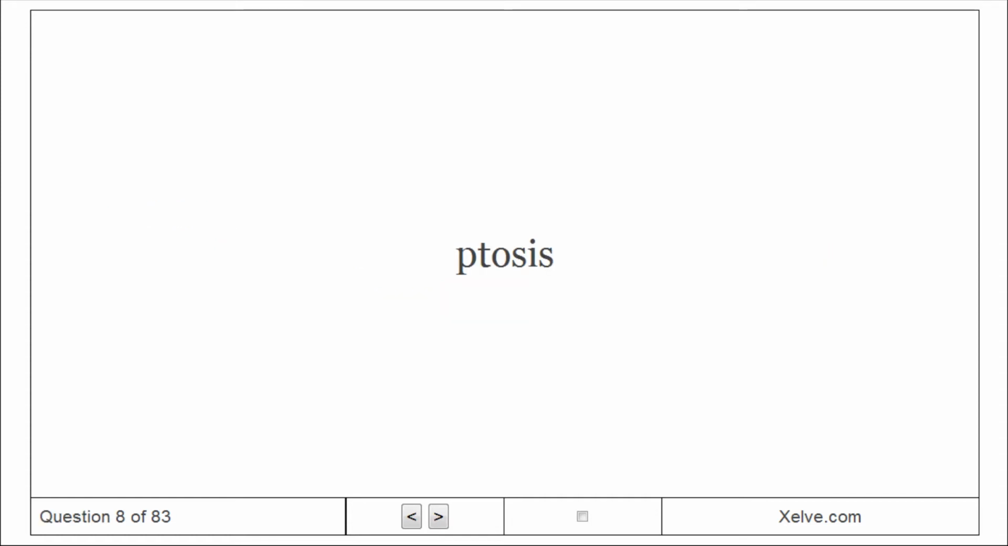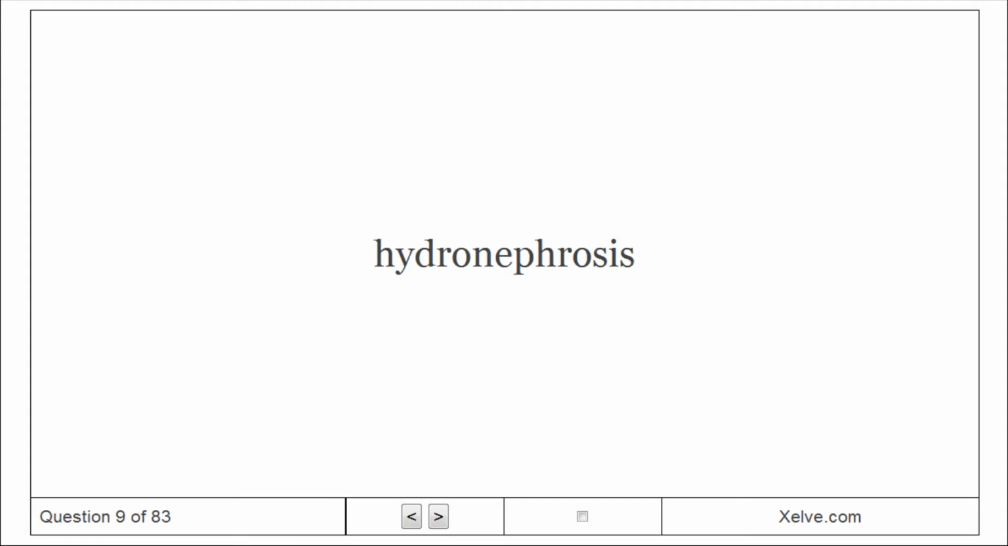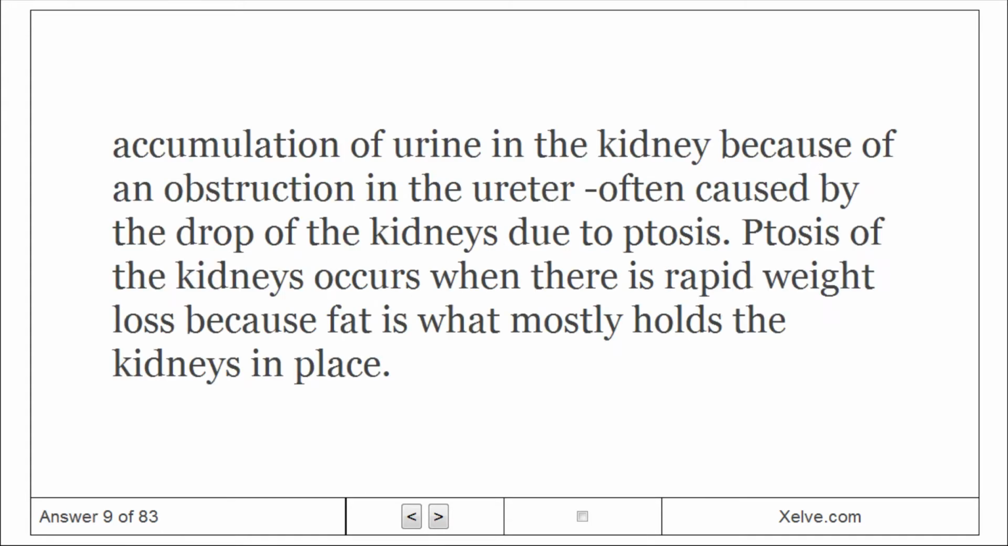Ptosis. Falling or downward displacement. Hydronephrosis. Accumulation of urine in the kidney because of an obstruction in the ureter, often caused by the drop of the kidneys due to ptosis. Ptosis of the kidneys occurs when there is rapid weight loss, because fat is what mostly holds the kidneys in place.